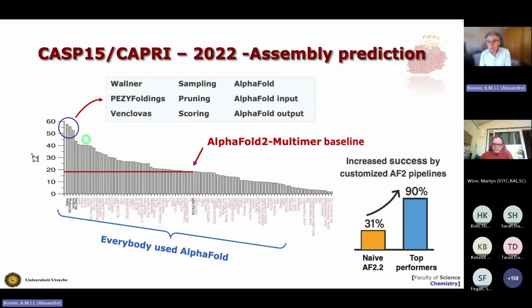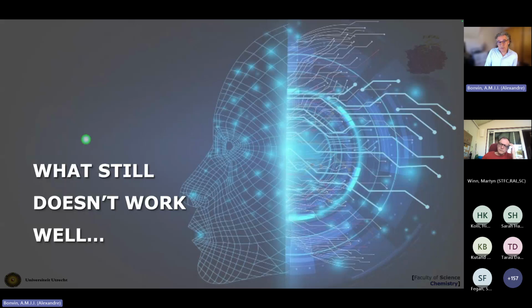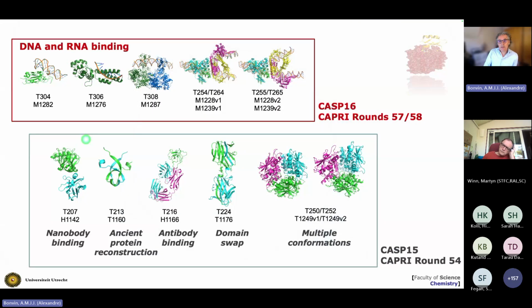And compared to basically baseline AlphaFold, these improvements that have been added to it for the complexes allow to improve the performance of prediction for this round from 30% to almost 90% for the top performing groups. So that's quite impressive. But not all problems are solved. There are still things that don't work very well. And here are just an example.